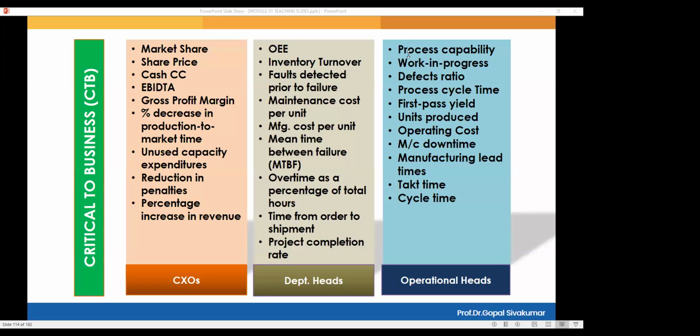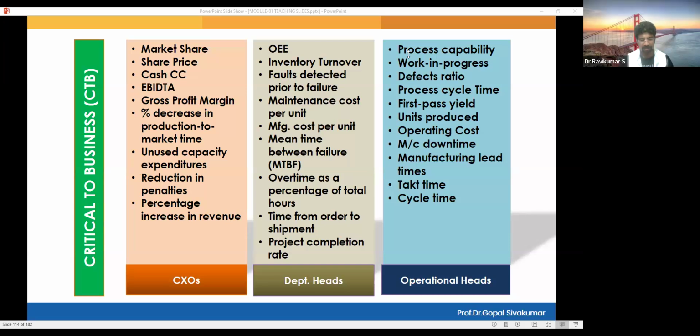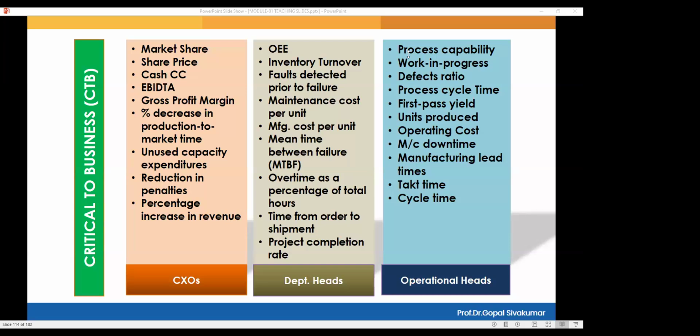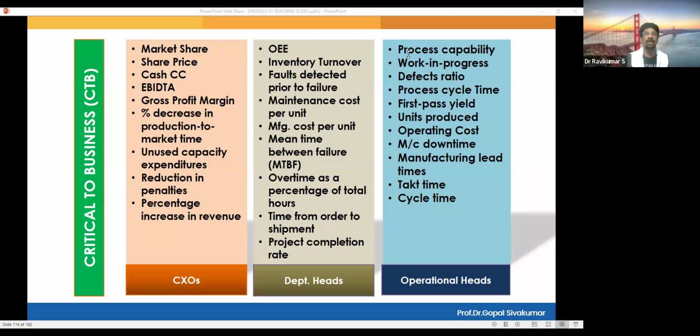OEE, overall equipment effectiveness, inventory turnover, very important. Faults detected prior to failure, maintenance cost per unit, manufacturing cost per unit, mean time between failures, MTBF, overtime as a percentage of total hours, time from order to shipment, project completion rate. So overall equipment effectiveness is the availability of equipment.